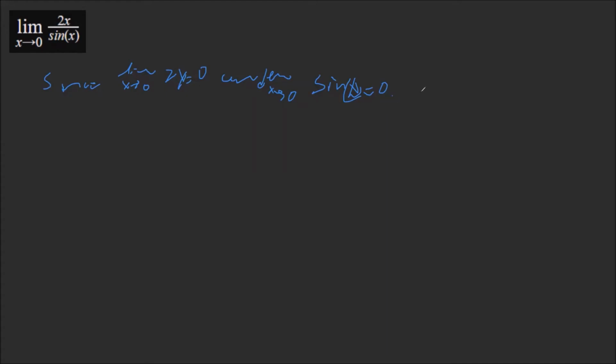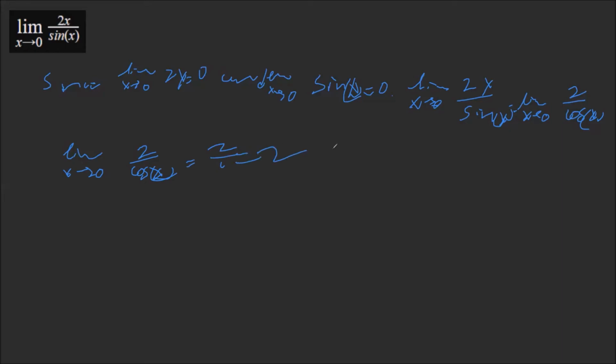So we're going to say that since this limit is indeterminate, the limit as x approaches 0 of 2x over sine of x is equal to the limit as x approaches 0 of the derivative of the numerator, which is 2, over the derivative of the denominator, which is cosine x. So from here, we can say that the limit as x approaches 0 of 2 over cosine x is equal to 2 over 1, which is equal to 2. So the true value of our limit as x approaches 0 of 2x over sine of x is equal to 2.